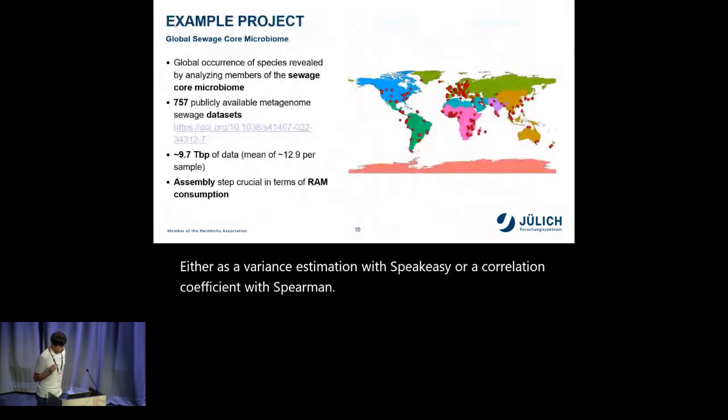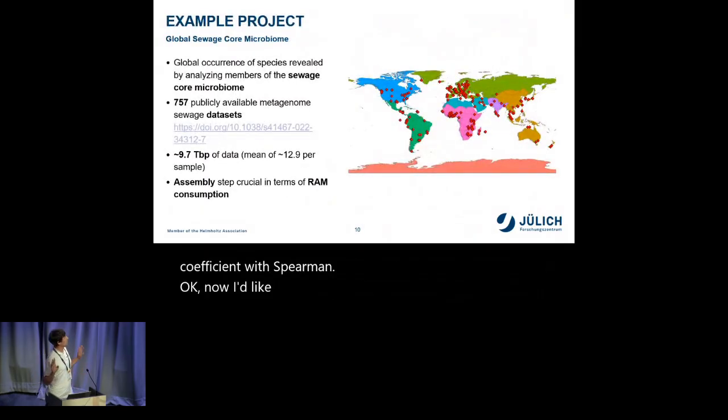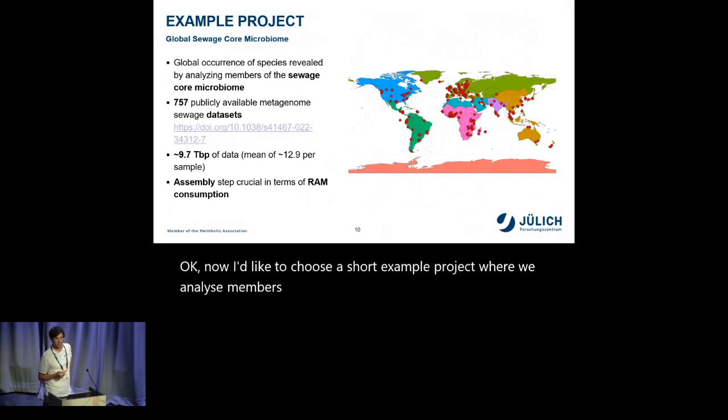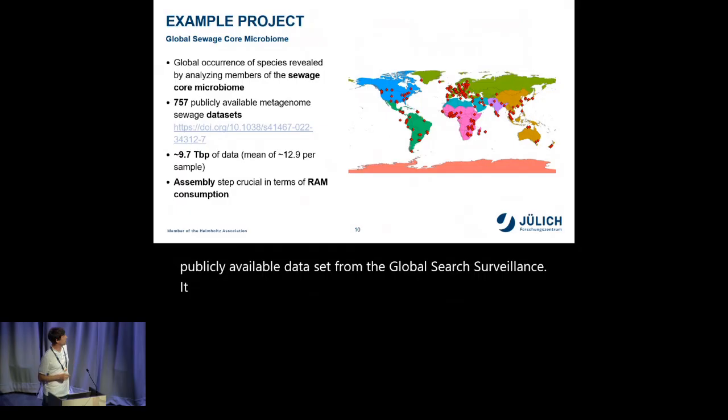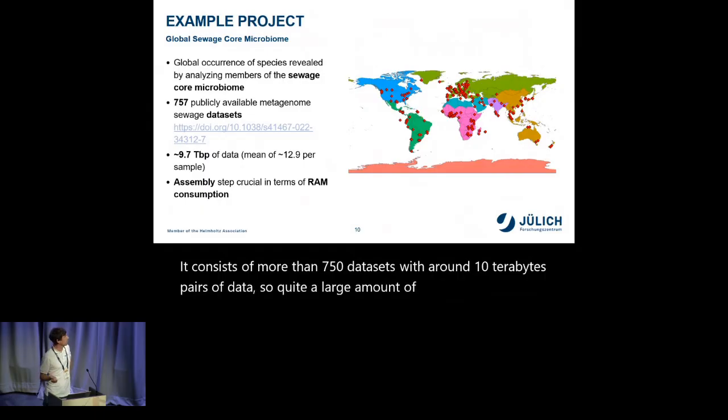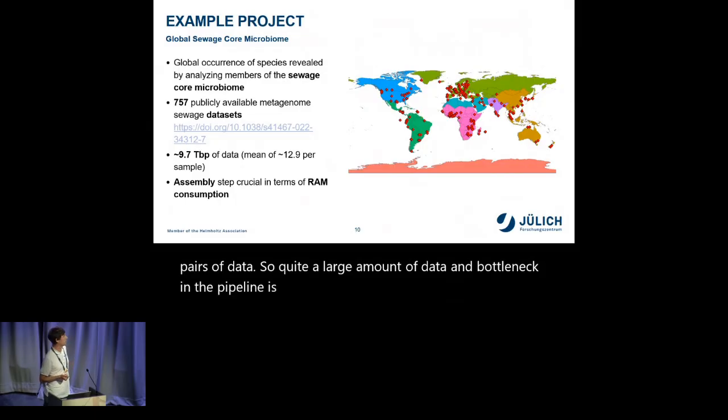Okay, now I'd like to introduce a short example project where we analyze the members of the sewage core microbiome. This is a publicly available data set from the global sewage surveillance. It consists of more than 750 data sets with around 10 terabase pairs of data. So quite a large amount of data. And the bottleneck in the pipeline is often the assembly, because it requires a large amount of RAM.